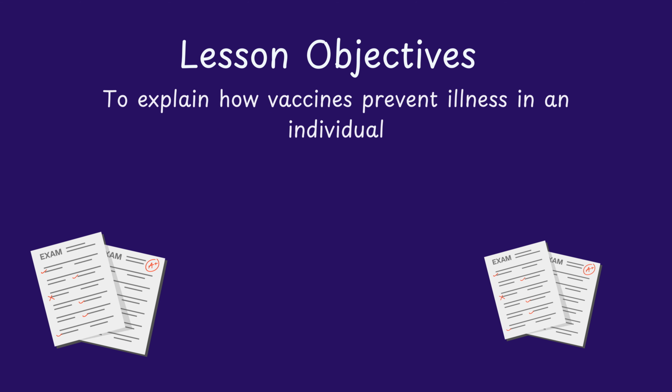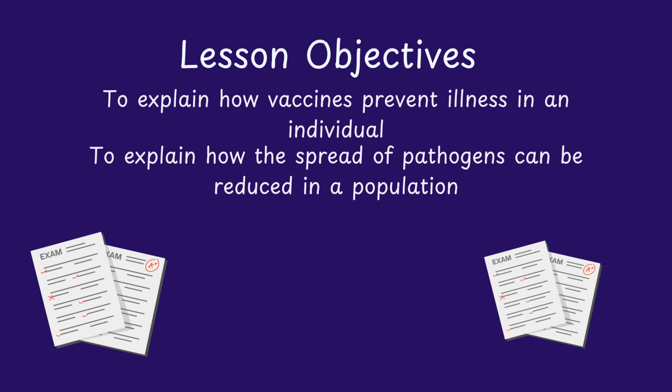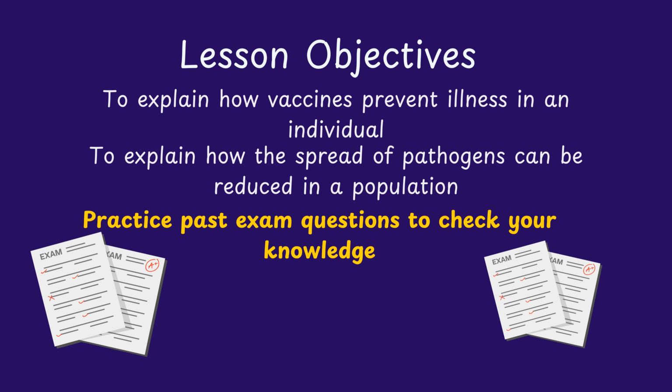Did you achieve the objectives of the lesson? Are you able to explain how vaccines prevent illness in an individual? Are you able to explain how the spread of pathogens can be reduced in a population? Students, all you need to do is to practice some past exam questions to check your knowledge.